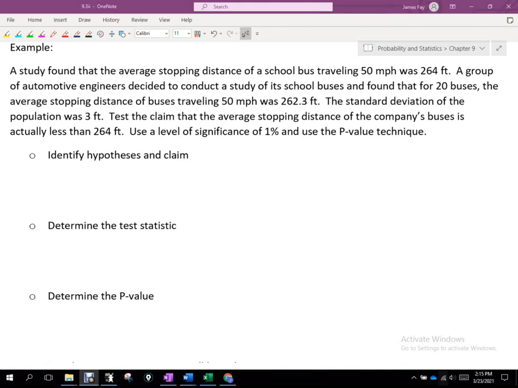So this says a study found that the average stopping distance of a school bus traveling 50 miles per hour was 264 feet. So a group of automotive engineers decided to conduct a study of its school buses and found that for 20 buses, the average stopping distance of these buses traveling 50 miles per hour was 262.3 feet. The standard deviation of the population was 3 feet. They want to claim that the average stopping distance of the company's buses is actually less than 264 feet. So using a level of significance of 1%, use the p-value technique. I should also add in here, because we only have 20 buses, that the population is normally distributed so that we can use z-tests, okay?